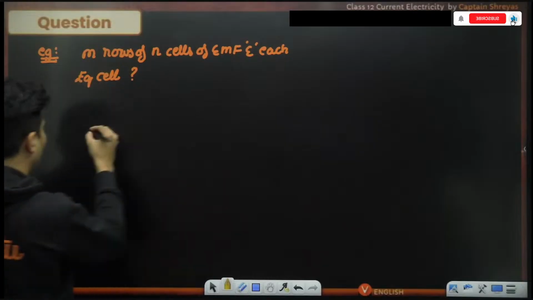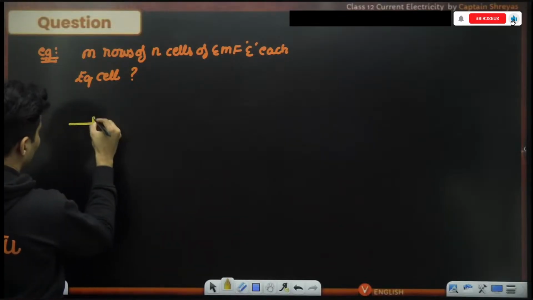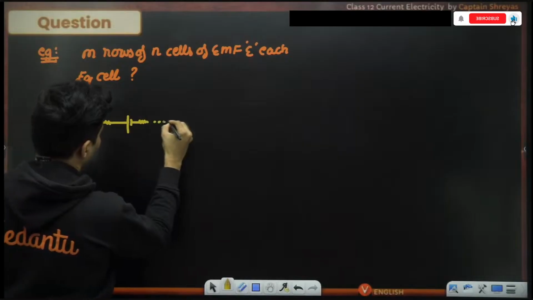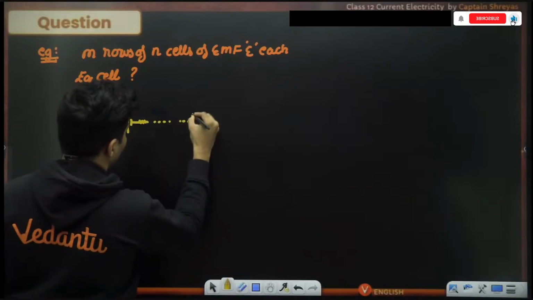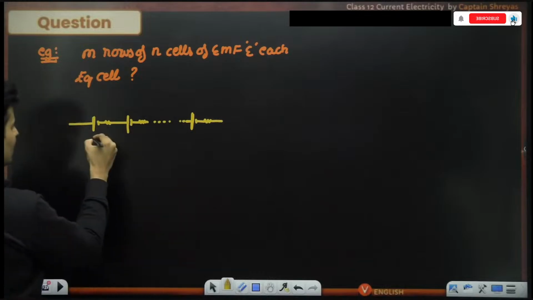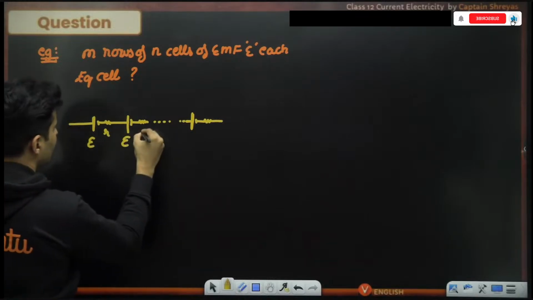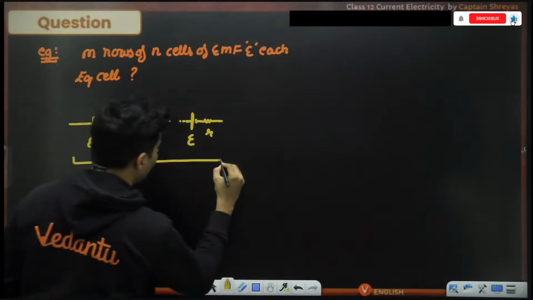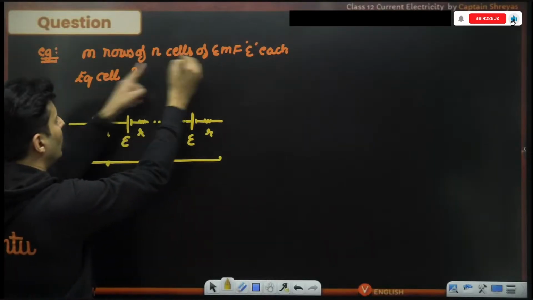So if you consider a row, each row has batteries like this, and till the end there are EMFs like this. So this is E, this is R, this is E, this is R, this is E, this is R. Like that, how many cells are there in each row?